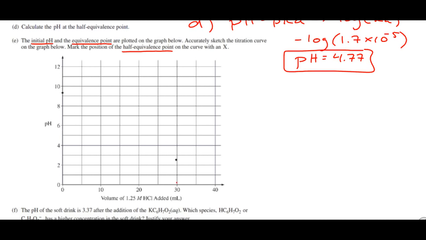So why is it a half equivalence point? Because if the equivalence point's at 30, that means the half equivalence point is at 15, and that's really important. So my X is going to be at 4.77, which I just stated, and now I need to make a titration curve that resembles a weak base with a strong acid.